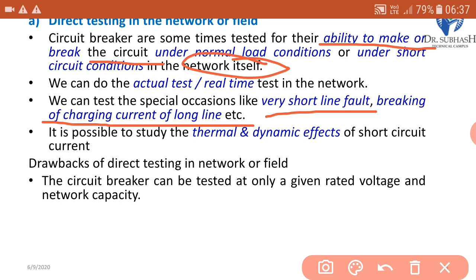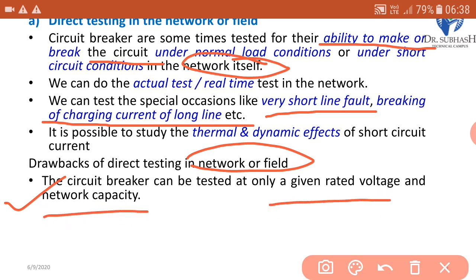Drawbacks of direct testing in network or field. The circuit breaker can be tested at only a given rated voltage and network capacity. So this is the drawback.